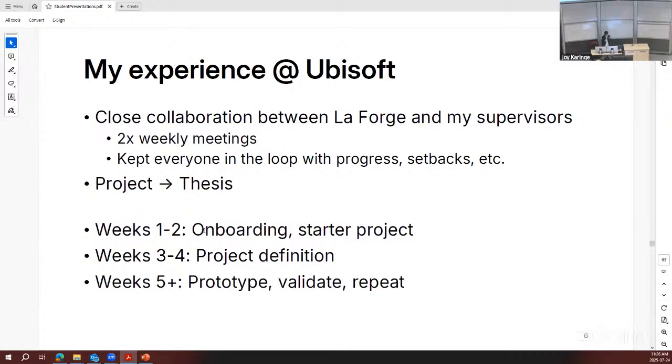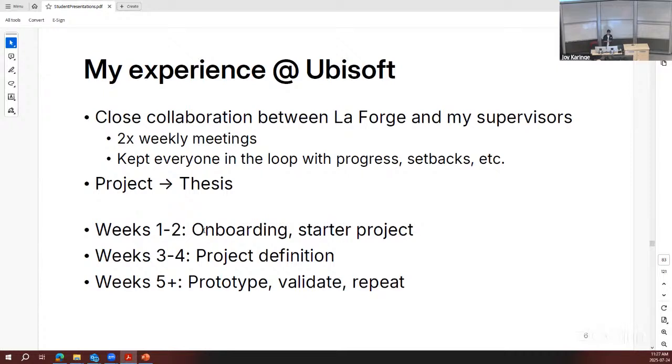So my experience at Ubisoft was, first of all, I quite enjoyed it. We had a very close collaboration between my supervisors academically and also my colleagues at La Forge. We would do two bi-weekly meetings, and this was an opportunity to just keep everyone in the loop with regards to progress, setbacks, etc. And also just a great way to soundboard ideas off of each other whenever the project got stuck. This was also an excellent opportunity personally for me because the project I worked on at Ubisoft, I'm able to use towards finishing my thesis.